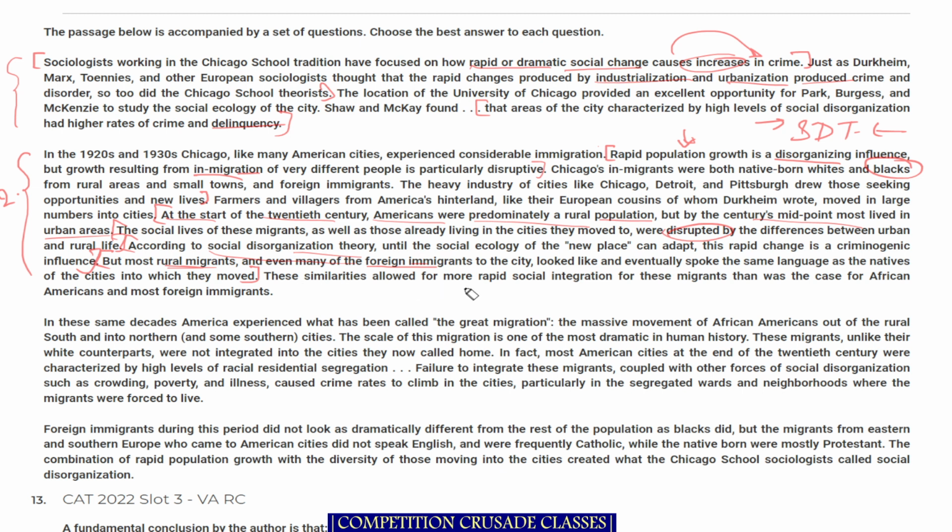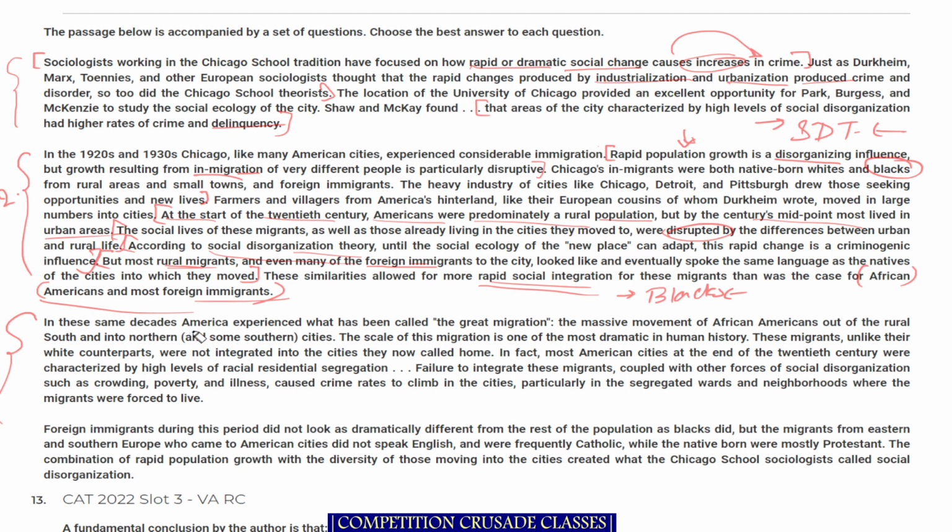This similarity allowed for rapid social integration for these migrants than was the case for African Americans and most foreign immigrants. So foreign immigrants were not able to gel up with the people living in Chicago and those areas for a very specific reason, because perhaps they were black. Right now I'm making this hypothesis out of the blue, but let's read ahead and try to understand.